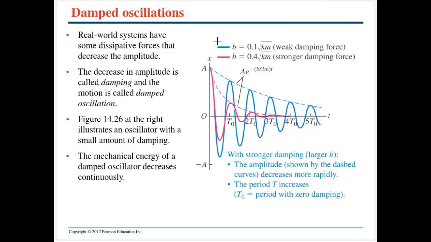In the real world, we have these forces called friction, and we know that the amplitude is going to decrease over time. It's actually going to decrease exponentially over time, depending on essentially how strong this damping force is. So this type of motion, where we're looking at the position versus time, is a damped oscillation.